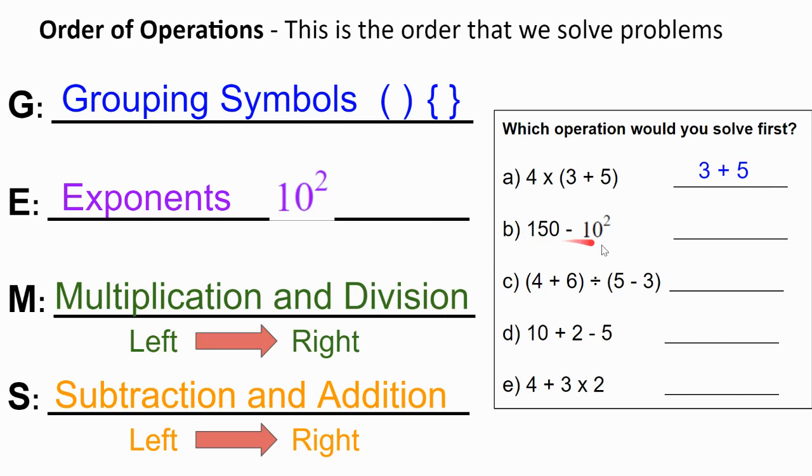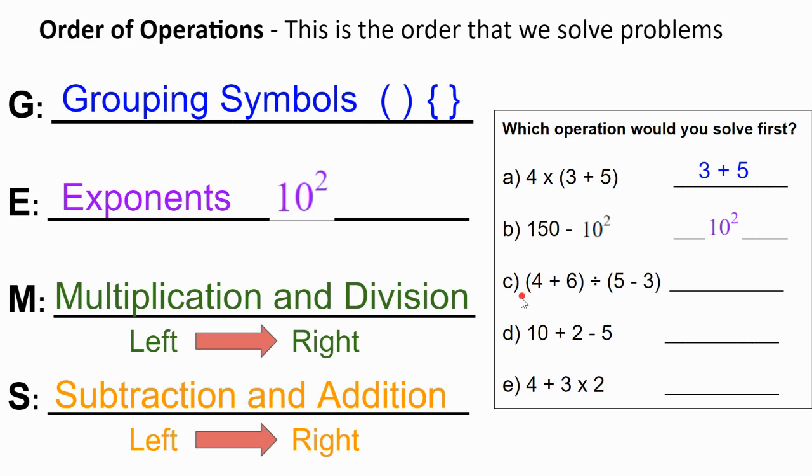In problem B, we can see there is an exponent, 10 to the power of 2. So that's going to be the first step that we're going to solve. We know 10 to the power of 2 is the same as 10 times 10, or 100. We would then subtract 150 minus 100. But we need to make sure we solve the exponent first.